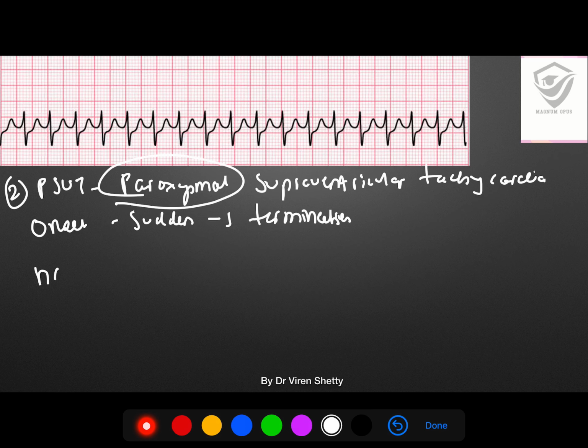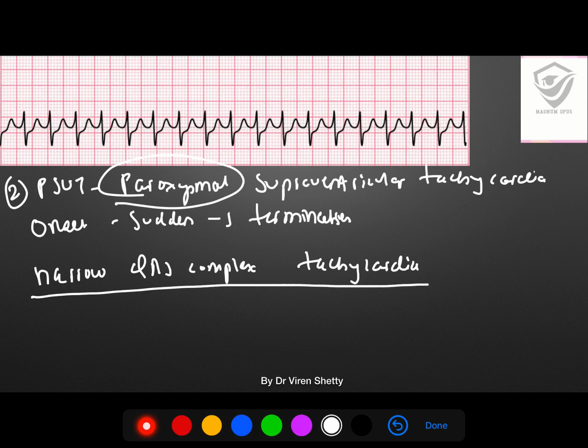So this is an example of a narrow QRS complex tachycardia. So narrow QRS complex tachycardia, think of PSVT, paroxysmal supraventricular tachycardia, if it has the other features along with it. If you see the ECG on your screen, you can see the QRS complex is very narrow here. Normal QRS complex is around 0.08 to 0.10 second.